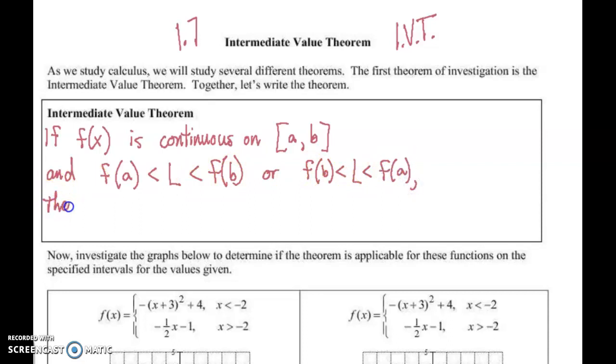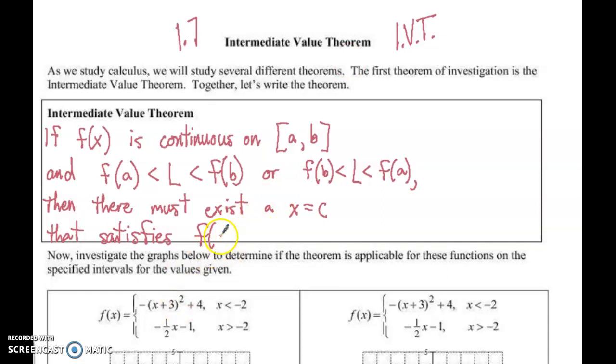Then, because this is your conditional, there must exist an x value, I'm just going to write x equals c, that satisfies that f of c must equal that L value.